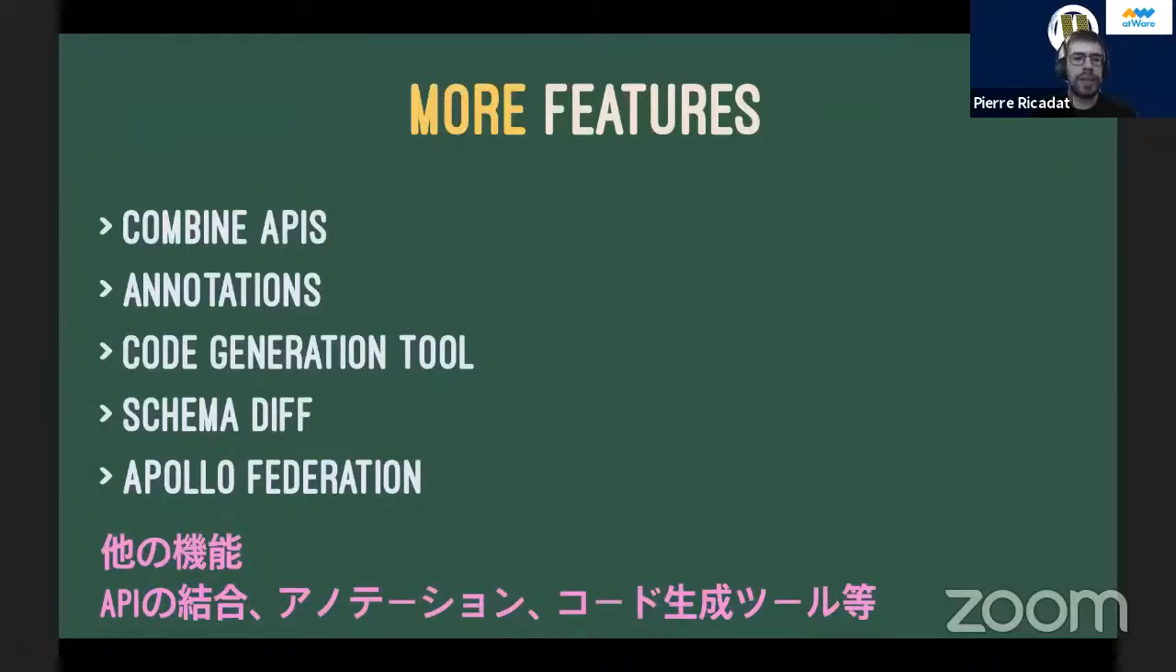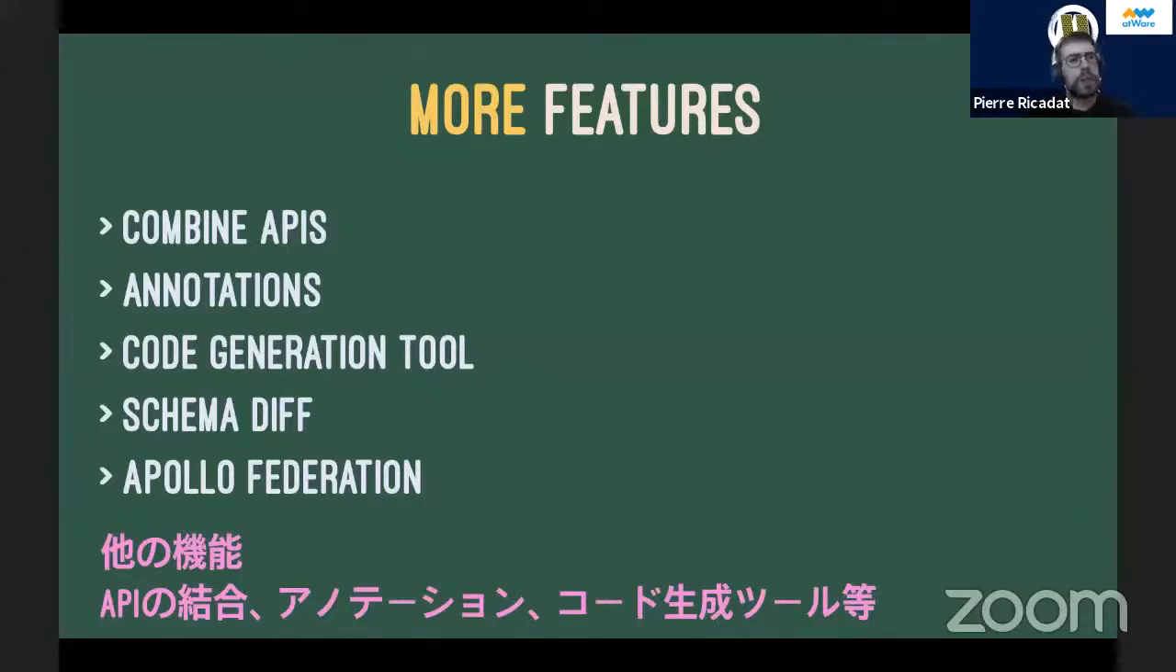Okay, there are many more features that I'm not able to talk about because that would take too much time. But you can combine APIs together. So you don't need one big case class. You can have several case classes and then combine the API objects together. There are some annotations to customize names and descriptions if you don't want the same name in your case class and in your GraphQL type. You can also deprecate types with annotations.